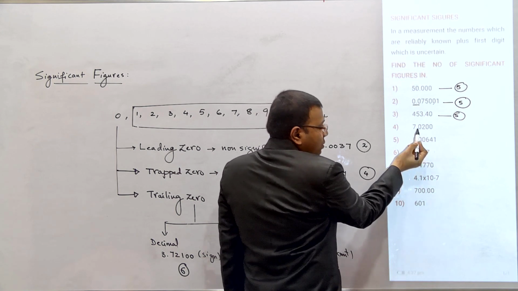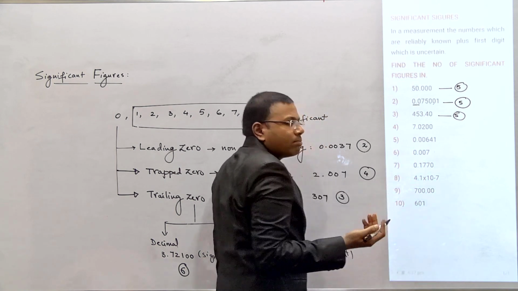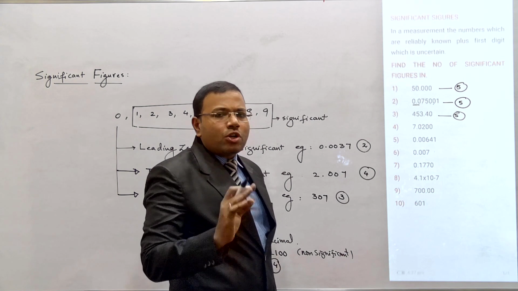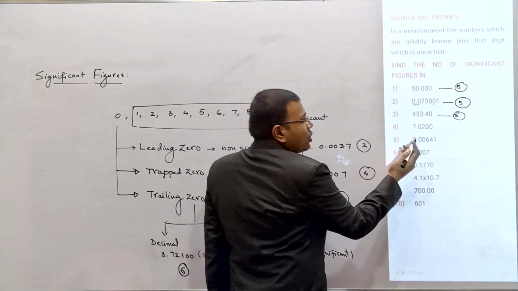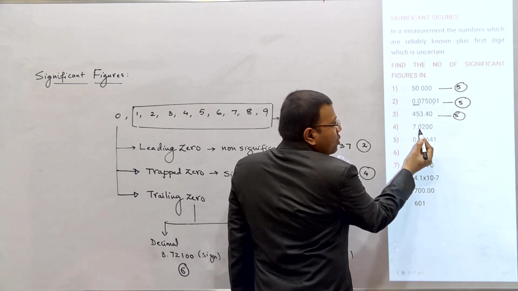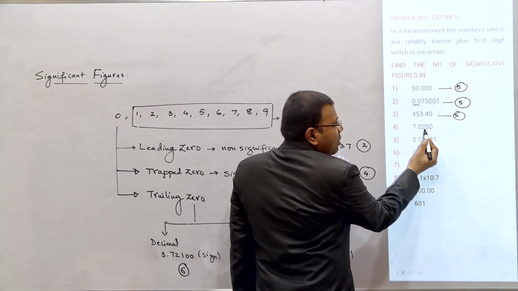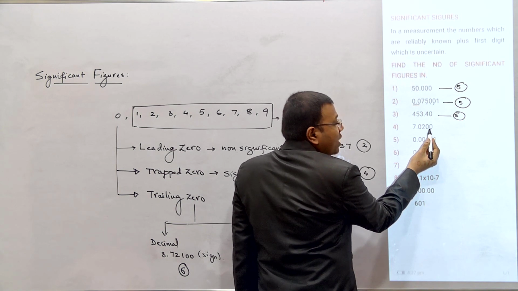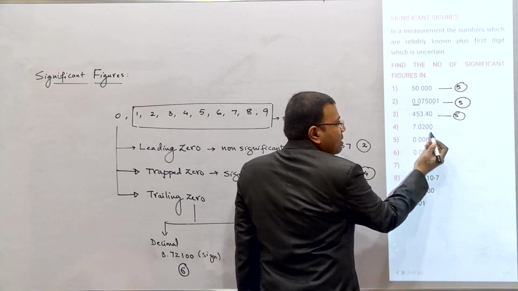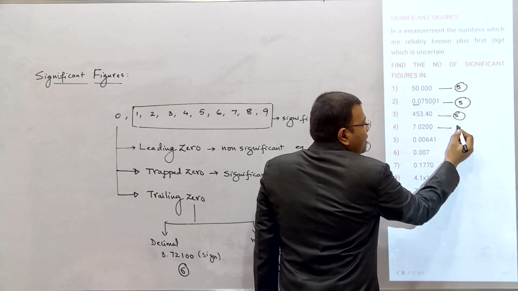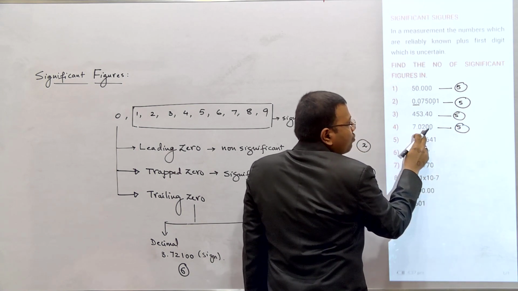Now what do you say about 7.0200? So 7 and 2, they are significant. We need not think for that. Just our problem is with 0. So this 0 is significant because it is a trapped one. But what do you say about these 2 zeros? They are trailing zeros. Trailing zeros mean we have to check for a decimal. Yes, decimal is there. So therefore 5 significant figures here also. 1, 2, 3, 4, 5.